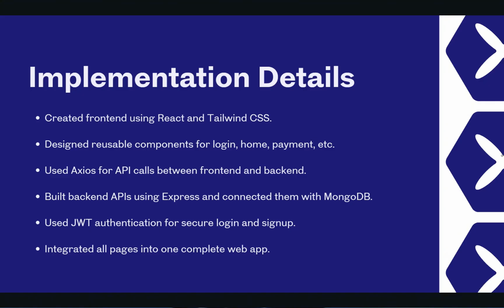Third is JWT authentication. To secure login and sign up, I implemented JWT authentication. When a user logs in, the server generates a unique token. Then the token is stored in browser local storage. All protected API requests must include the token. This prevents unauthorized access.